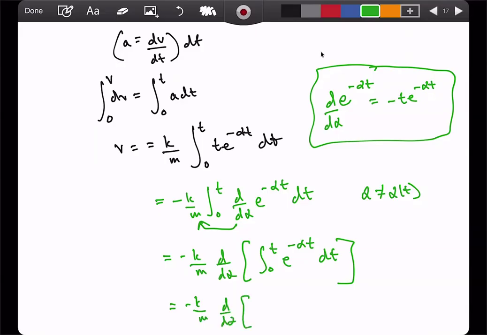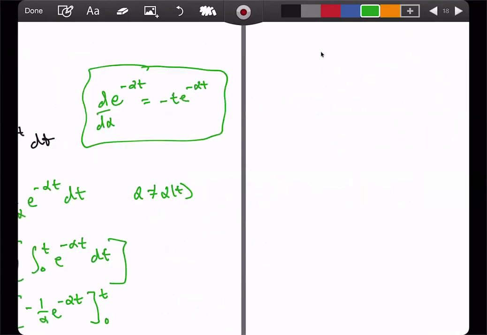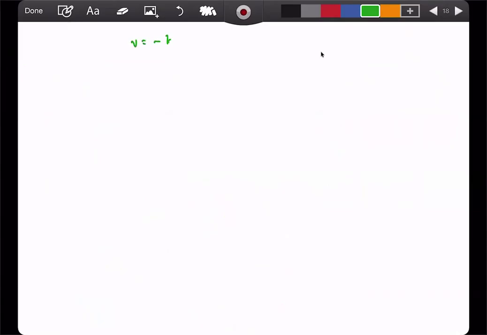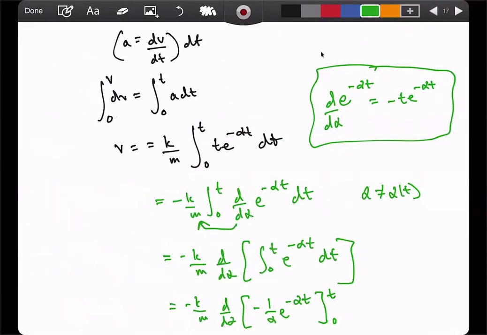So what do we have? We have the integral of an exponential, which is the exponential back divided by the derivative of the exponent. So I'm going to get a minus 1 over alpha e to the minus alpha t, evaluated from 0 to t. Okay. So that's going to give me that my velocity is minus k over m, and then we're going to get a d d alpha. And then let's plug in. So when I plug in t, I get this thing back, right? And then when I plug in 0, I get a 1.